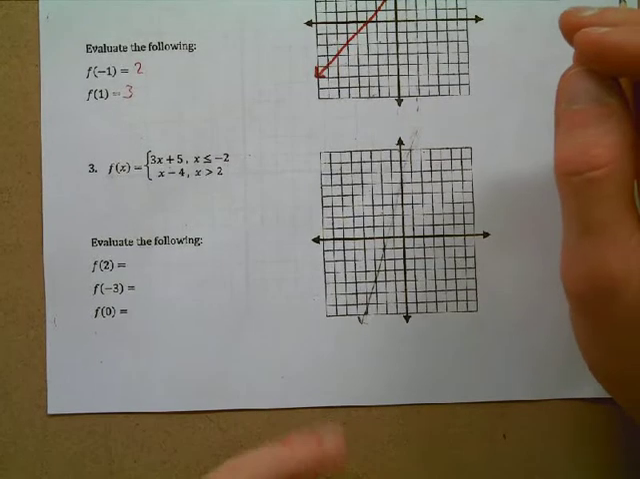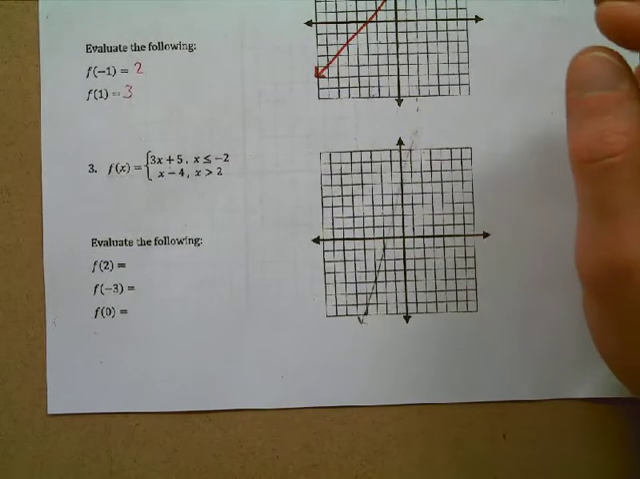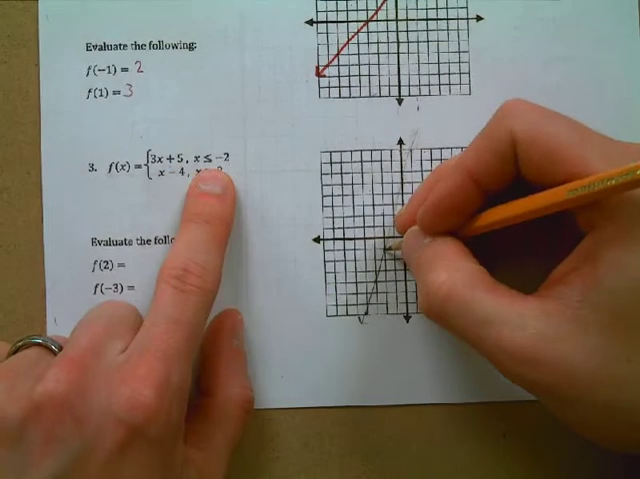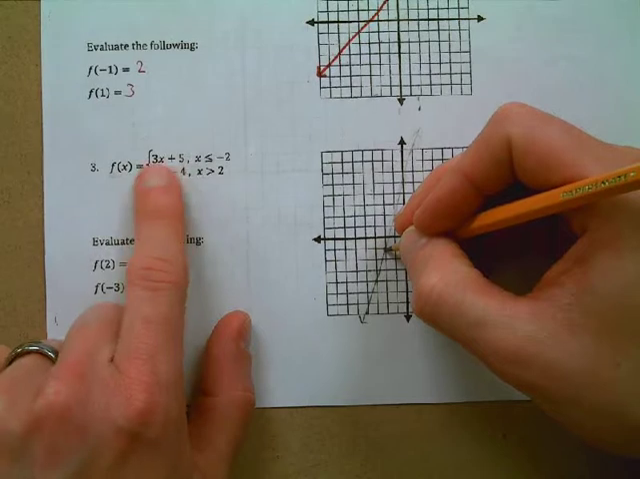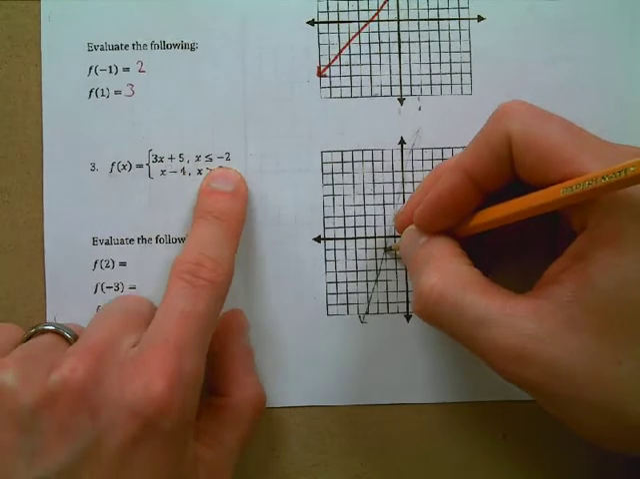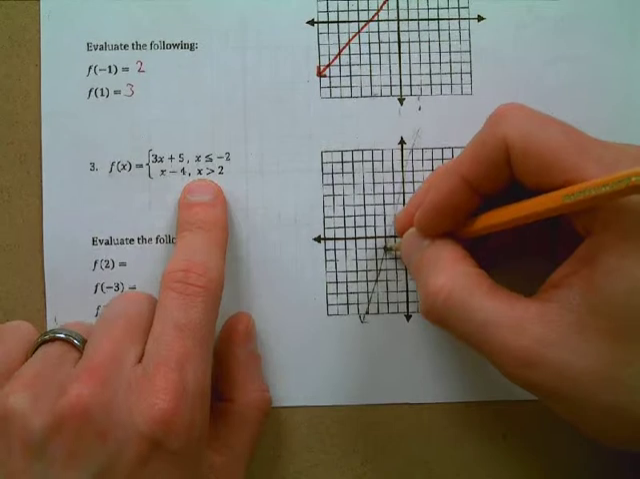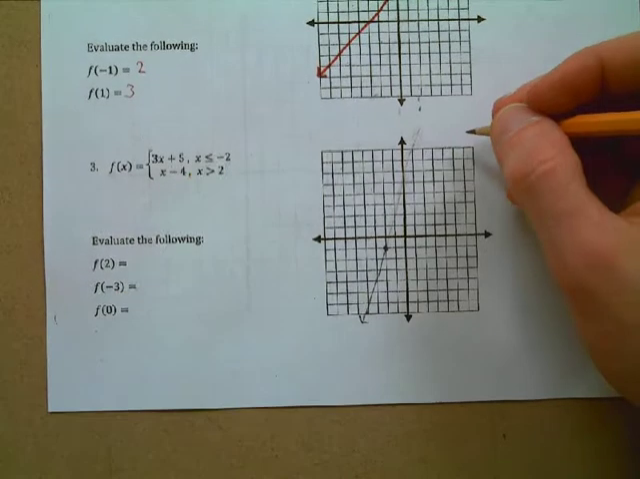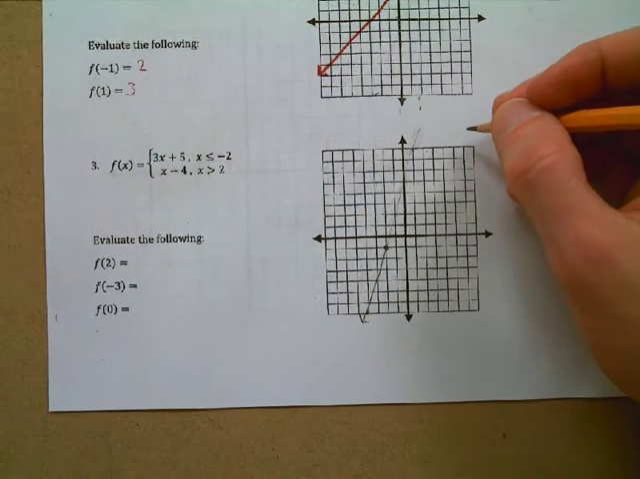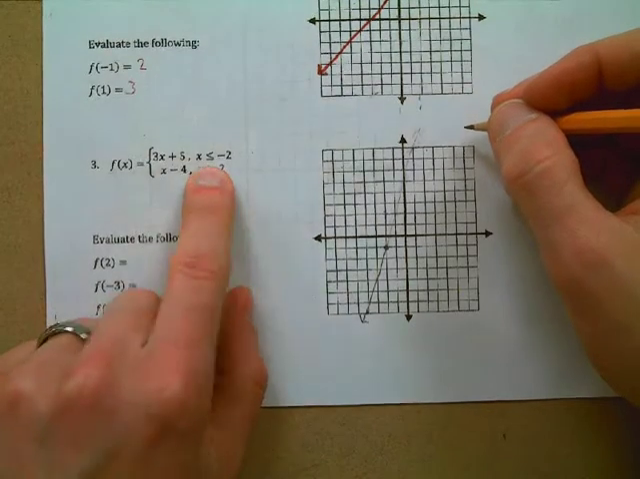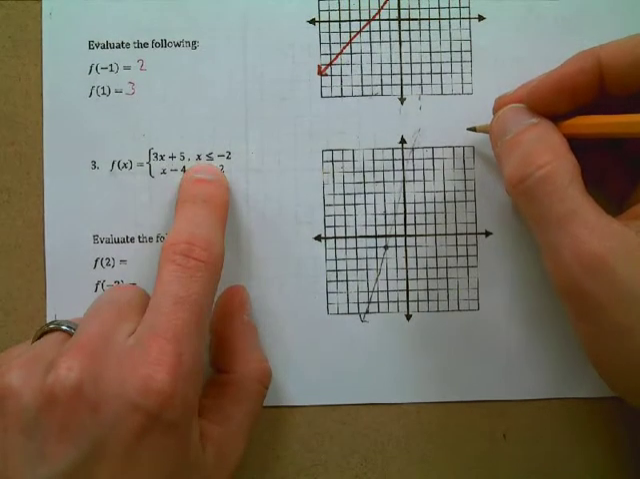I started with the y-intercept of 5 and we go up to negative 2, and then we stop, because it says to only graph this for x values that are less than or equal to negative 2. So once I get to negative 2, I have to stop. I will put a solid dot there because it does have the equal to.